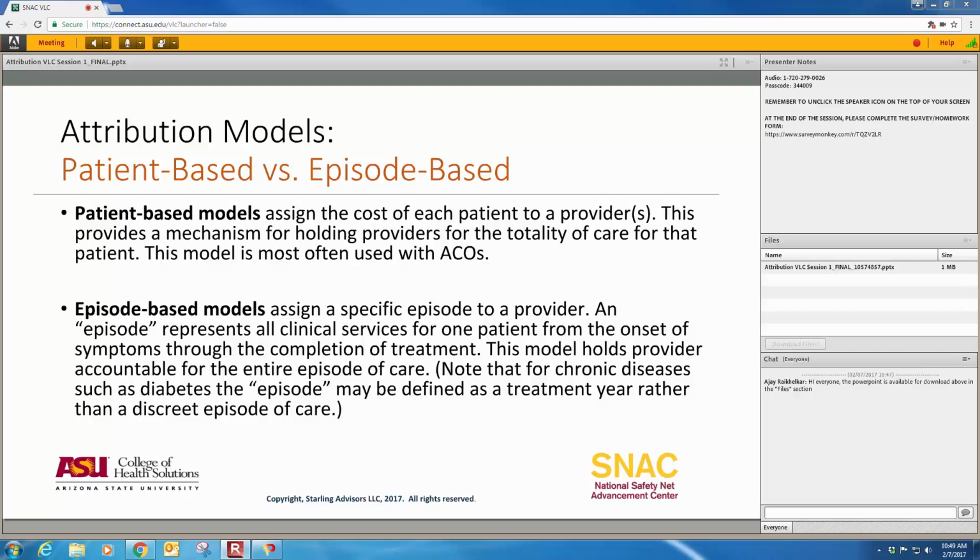And that's an important distinction to understand because we're going to see a lot of models that drive attribution based on propensity or majority of primary care type services delivered, and those are much more appropriate for organizations that do a fair amount of primary or related specialty care versus hospital-centric models that will be much more focused on the episodic type of attribution.